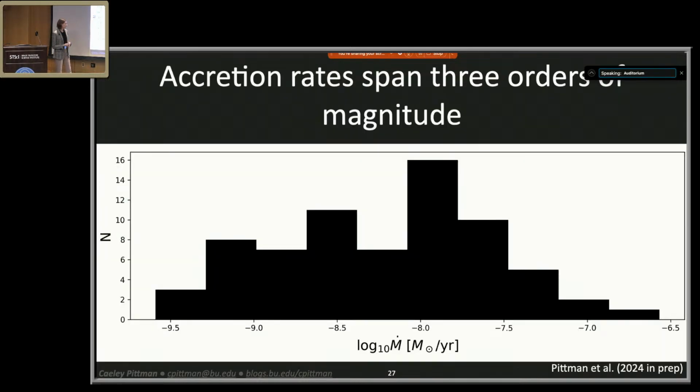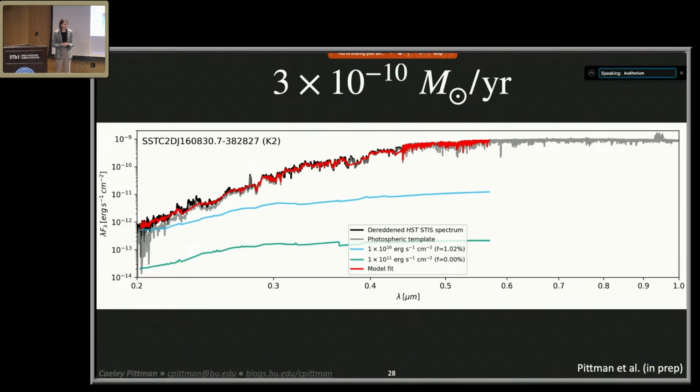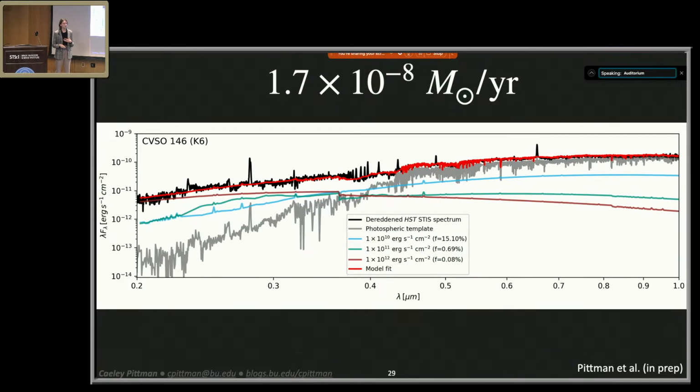So here are my results. The accretion rates span 3 orders of magnitude, so it's a very broad range, but also within what we expect to see. Here's an example of the lowest accretor. So you can see that it has a very small excess in the UV, but almost no excess at longer wavelengths. So this corresponds to a filling factor of only 1%. So this is a very low accreting system, 3 times 10 to the minus 10 solar masses per year.